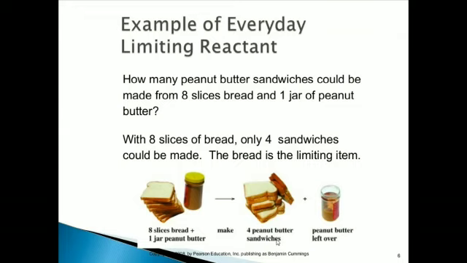An example of an everyday limiting reactant: how many peanut butter sandwiches could be made from 8 slices of bread and 1 jar of peanut butter? From 8 slices of bread, 4 sandwiches could be made. The bread is the limiting item.